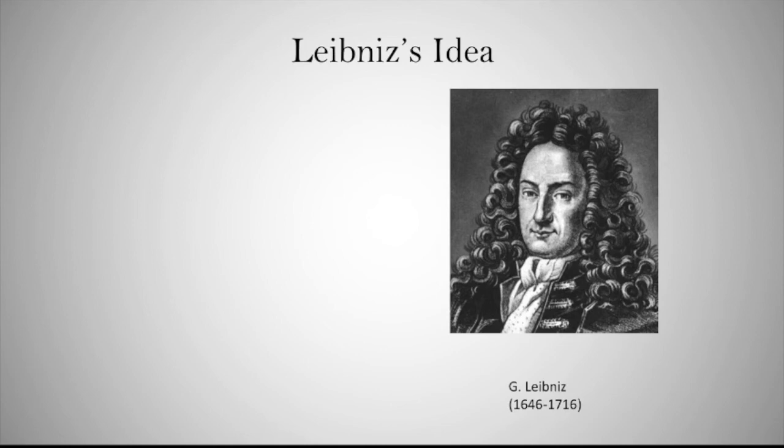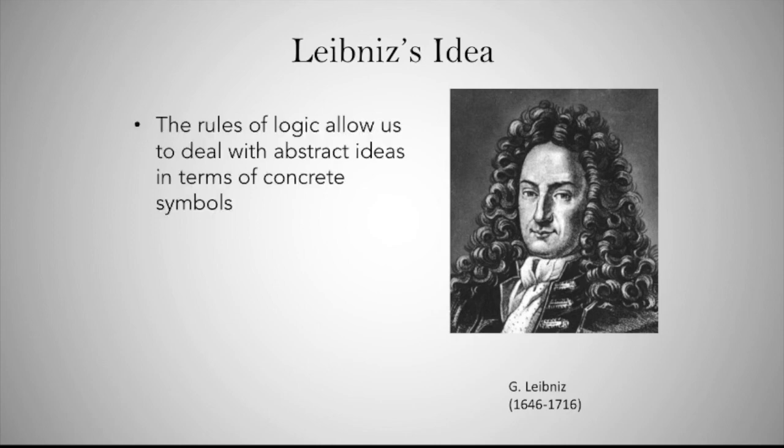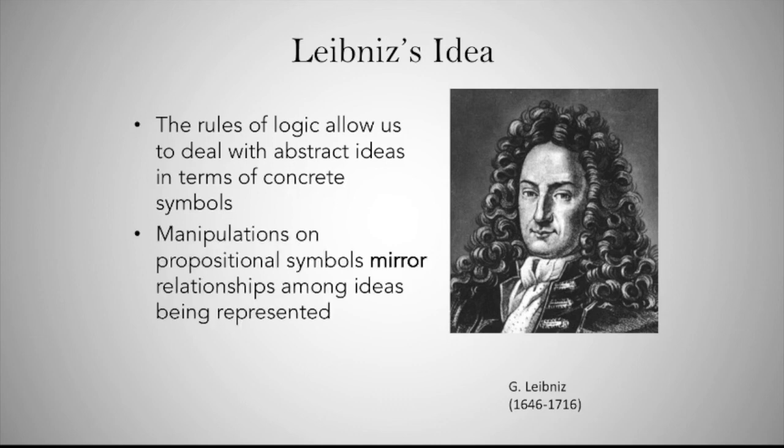This leads us to an idea already floated in the 18th century by the philosopher, mathematician, and overall polymath Gottfried Wilhelm Leibniz. In order to build a machine that implements a logical calculus, or that performs arithmetical operations, he suggested the first step is to come up with a formal notation. We will define rules for manipulating the symbols in that notation. In a way, the rules of logic will allow us to deal with abstract ideas in terms of the concrete shapes of symbols. And so, by matching abstract ideas to concrete symbols, the manipulation of the propositional symbols will mirror relationships among the ideas that are being represented.